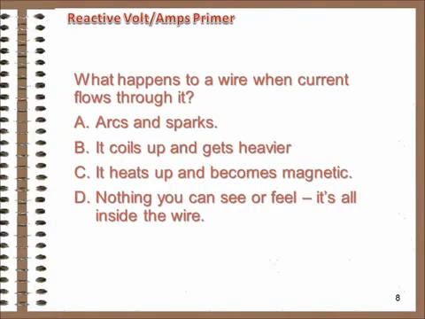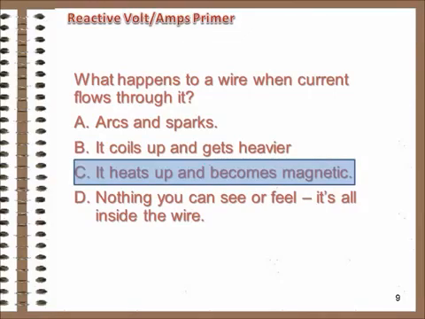Okay, quick review. What happens to a wire when current flows through it? Which choice do you think is correct? Remember, it warms up from the friction of moving charges, and it gets magnetic because the moving charge aligns magnetic forces already in the wire.